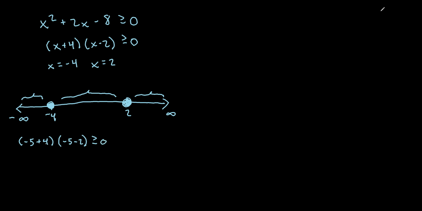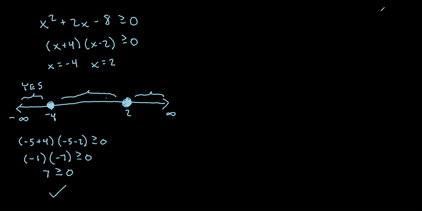So negative 5 plus 4, that's a negative 1. Negative 5 minus 2, that's a negative 7. It's greater than or equal to 0. So negative 1 times negative 7, that's a positive 7. It's greater than or equal to 0. So let's ask ourselves, is this true? Is 7 actually greater than or equal to 0? Well, yeah, it is. So we would write yes right here to indicate that any value between negative infinity and negative 4 is a valid answer for x.